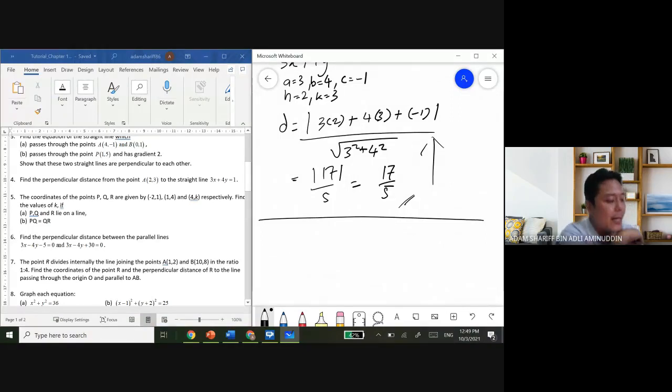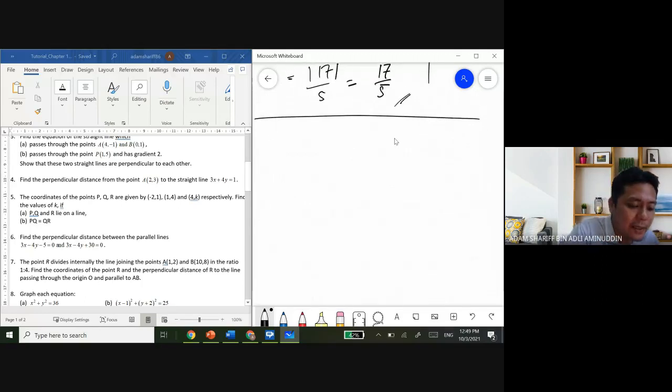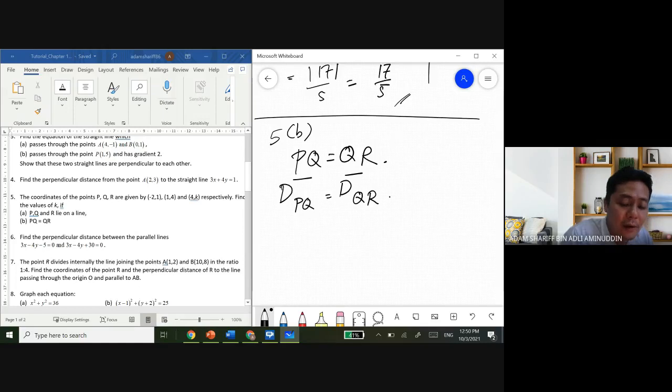Okay. Number 5. Tak ada masalah sangat. Saya dah tunjukkan konsep dia. Sedikit komen ni saya beri kepada 5B. 5B ni sedikit kurang faham pada asalnya. Daripada sem lepas dengan sem ni, saya assume because it says that find the values of K if PQ sama dengan QR. Okay, because it does not state clearly, so I assume the things that they are the same is the distance between PQ and the distance between QR.